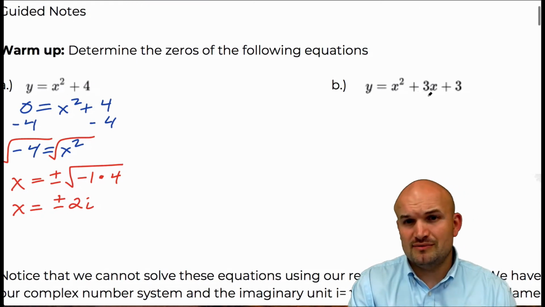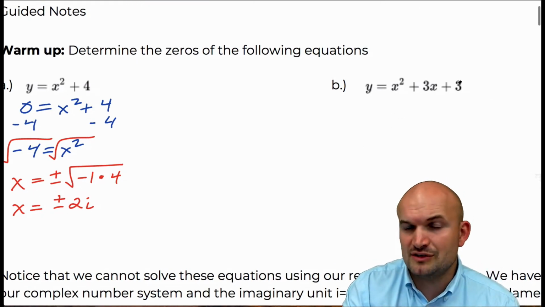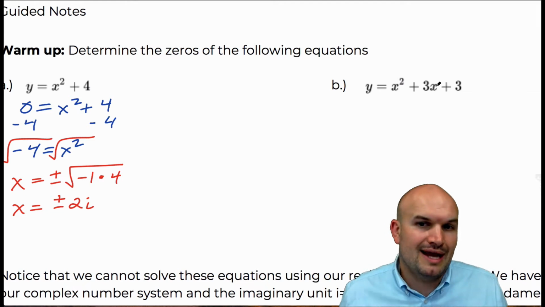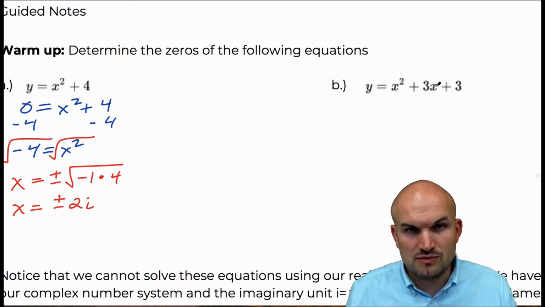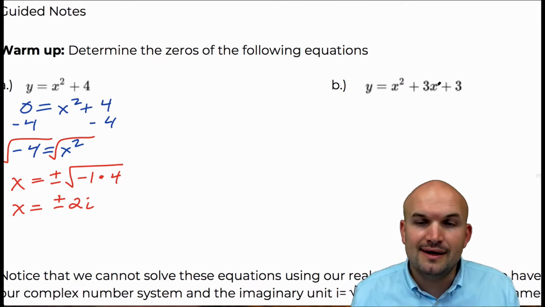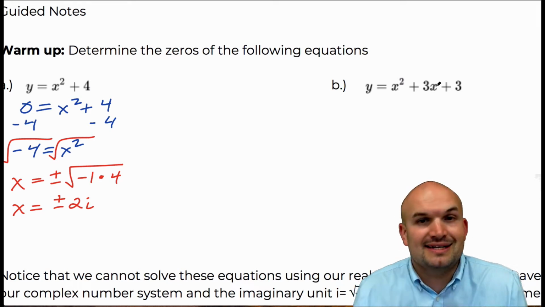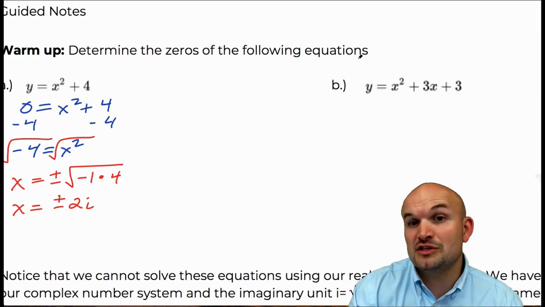Now, in the next equation, let's see if we can factor this. What two numbers multiply to give me 3 and add to give me 3? Well, 3 times 1 are the only two factors of 3, and it doesn't matter how you add them, both positive or both negative, you're not going to get to 3. So then we look into using the quadratic formula.